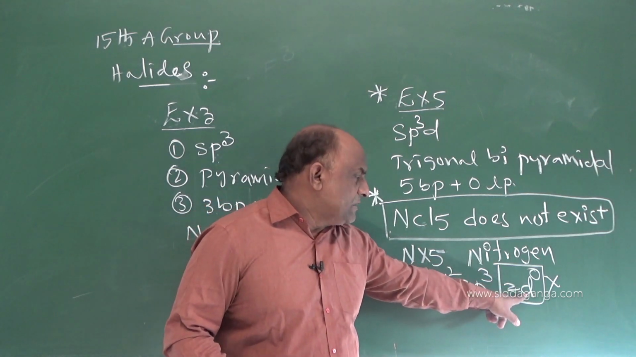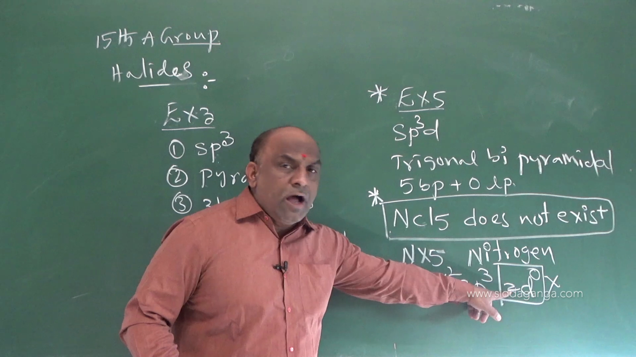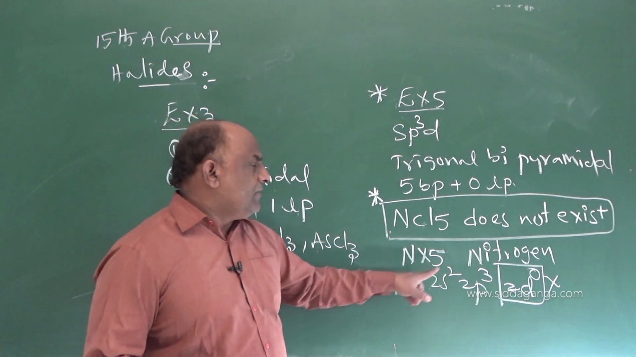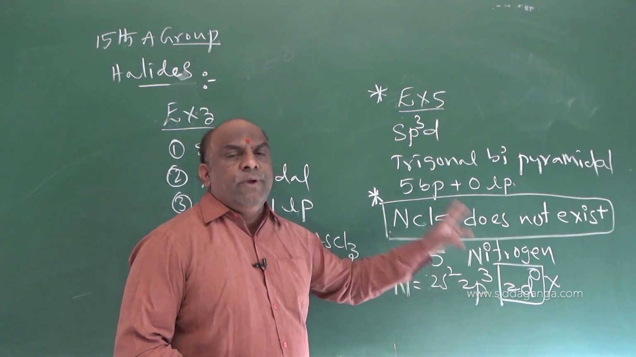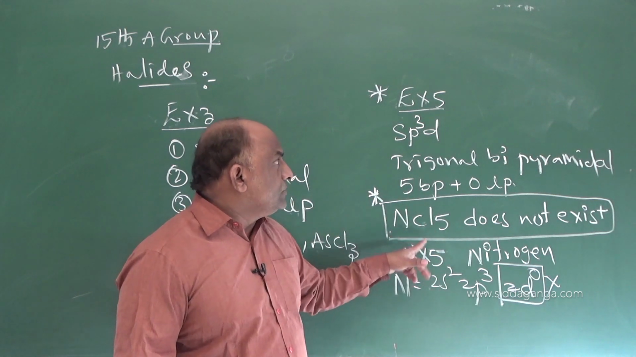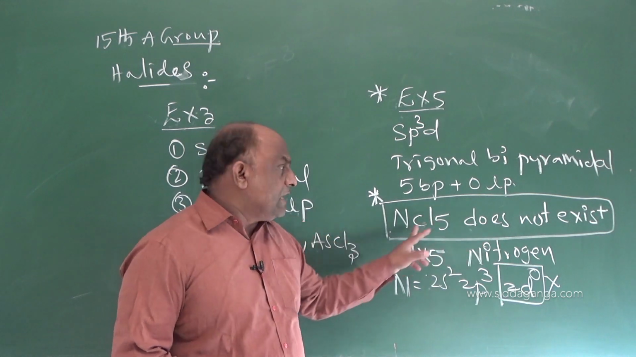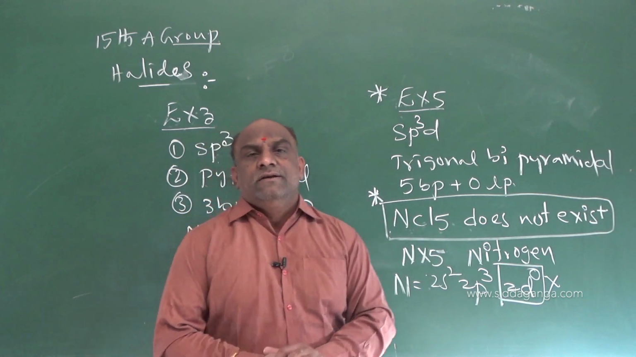There is no presence of d orbitals. So here, due to the absence of vacant d orbitals, this is a very important theory question. Make a note, students, make a note. Why does dinitrogen not form pentahalides? NCl5 does not exist, PCl5 exists.